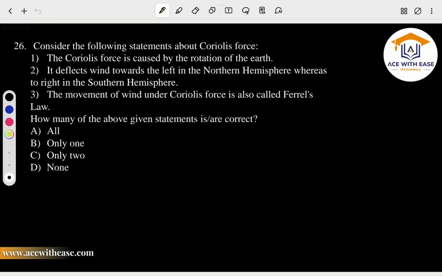Next, question 26. Consider the following statements about the Coriolis force, and they are asking about the correct statements. Coriolis force is caused by the rotation of the earth. Yes, due to the rotation of the earth we have the deflection. Second statement: it deflects winds towards left in the northern hemisphere and right in the southern hemisphere. Now this is a wrong statement. We all know that in the northern hemisphere it is rightward drift, and in the southern hemisphere it is leftward drift.